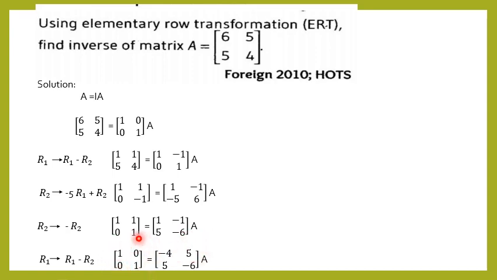Here just look, we got an identity matrix on the LHS of this equation. So the equation is in the form I equal to A inverse into A. So which matrix is the A inverse matrix? This is the A inverse matrix. So A inverse is this: minus 4, 5, 5, minus 6.